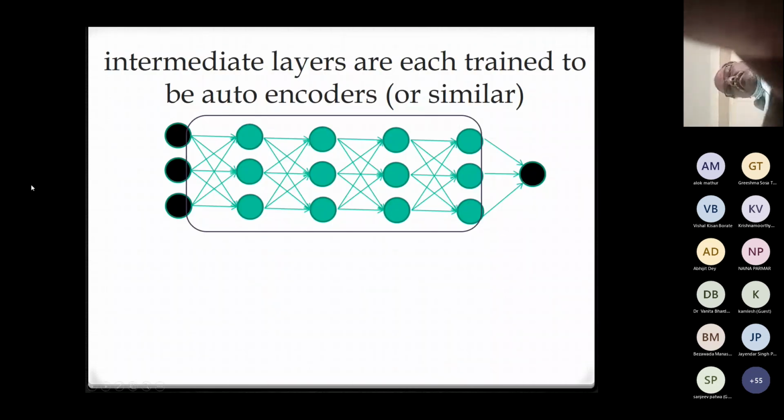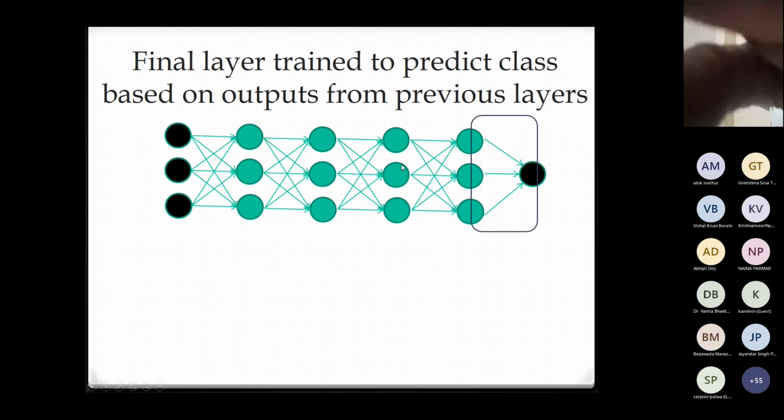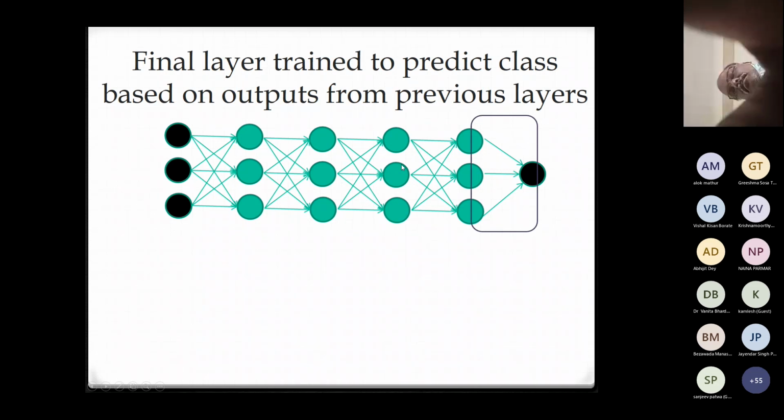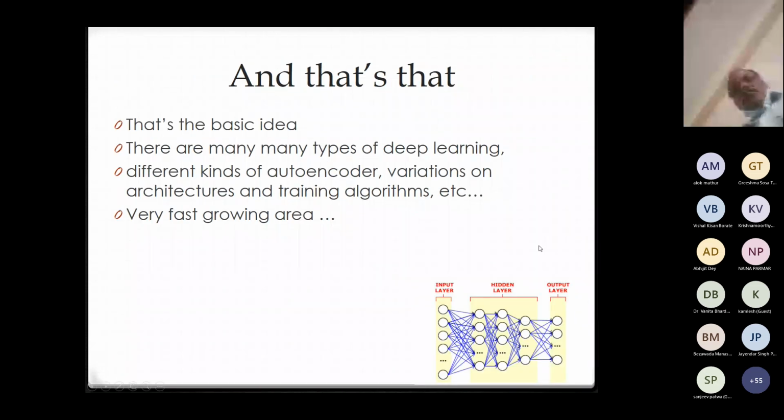Okay, so the intermediate layers are trained as auto encoders or similar things, and the final outcome predicts classes based on the outcome from the previous layer, in the simplest manner. So this is my input layer, this is my output layer, and this is my hidden layer. A lot of features are introduced here in the examples, and from this example we can take the outcomes here.